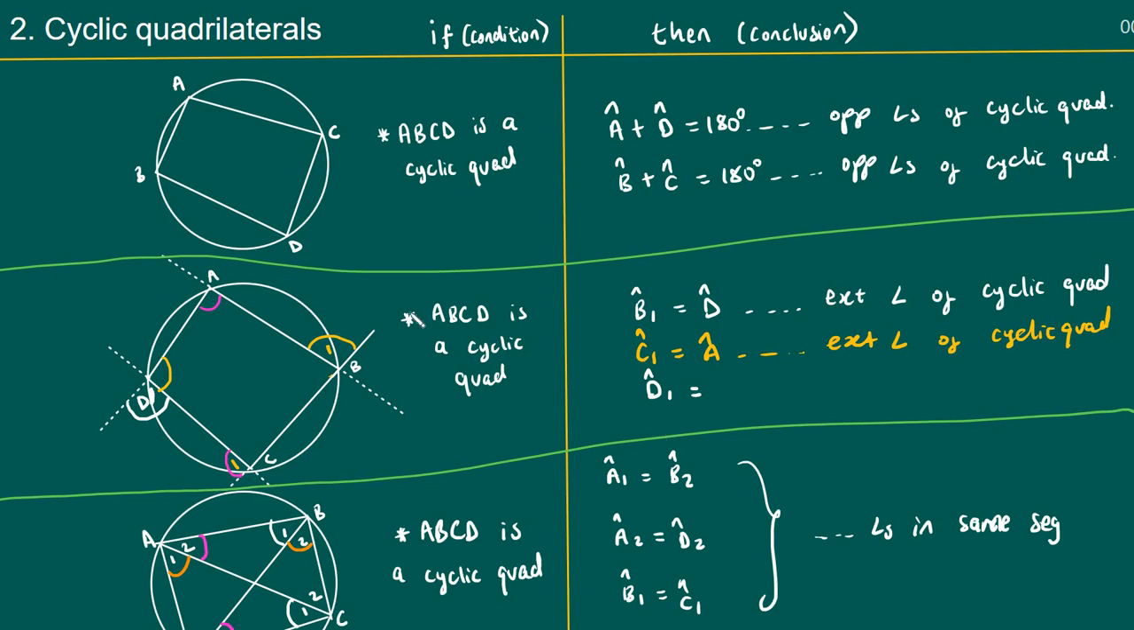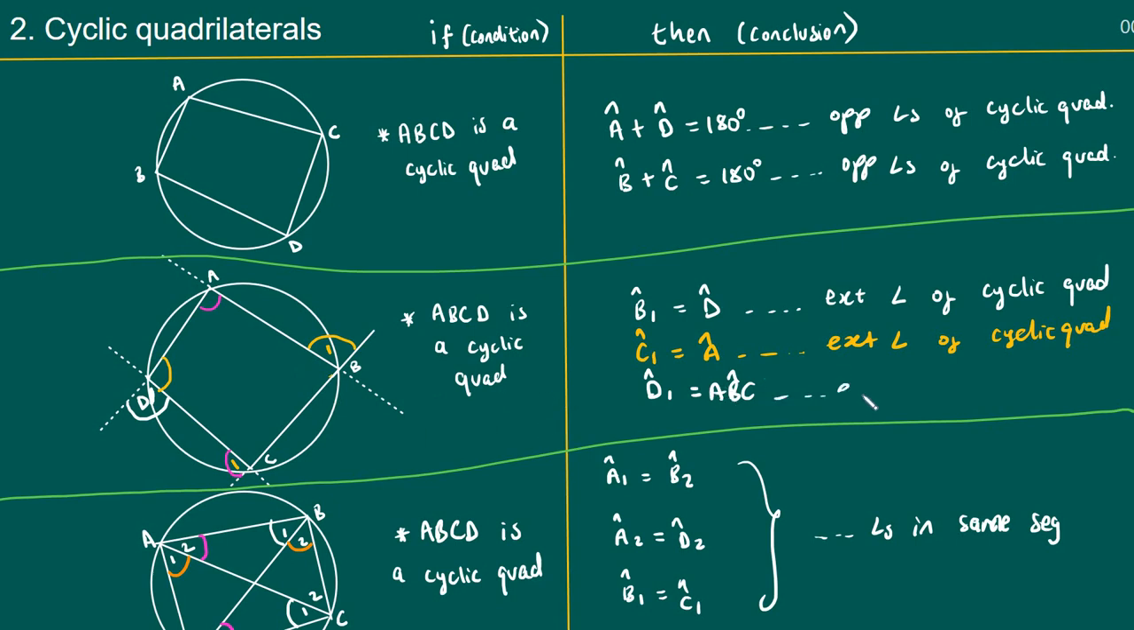ABC will be equal to angle ABC. Perfect. ABC, the interior opposite. When I say interior opposite, I mean the one next to that angle and then the one opposite to that angle. So that will be the one equal to the exterior angle there.